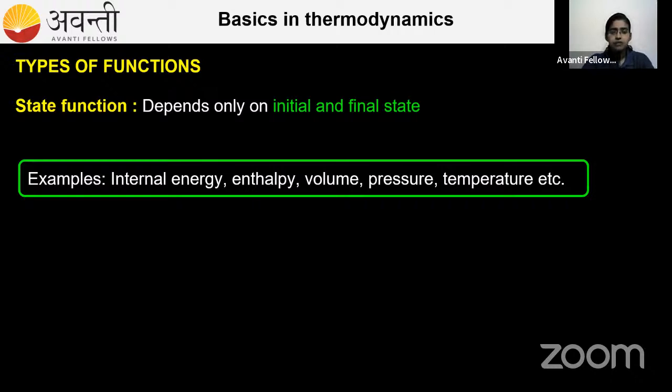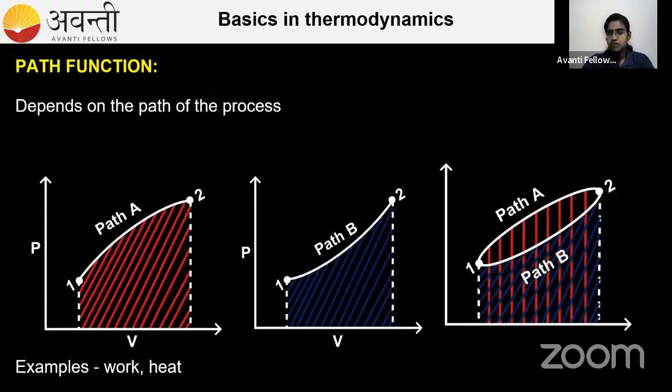Now coming to the path function, it is the opposite of state function. They depend on the path of the process. For a single process, we can have many paths, right? In the picture, you can see 1 to 2 is path A and 1 to 2 is also path B. If I want to go from 1 to 2, I can use both the paths. So they do not depend only on the initial and final state; they depend on the path in which the process occurs.